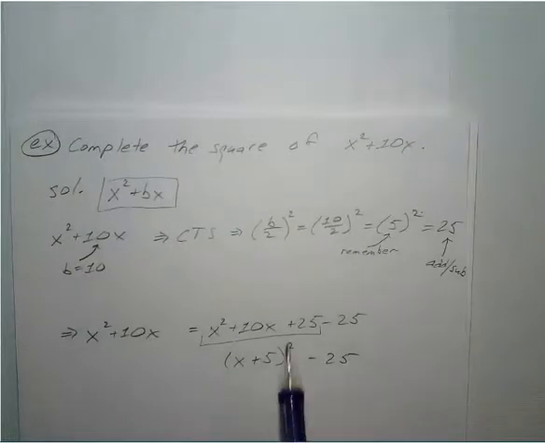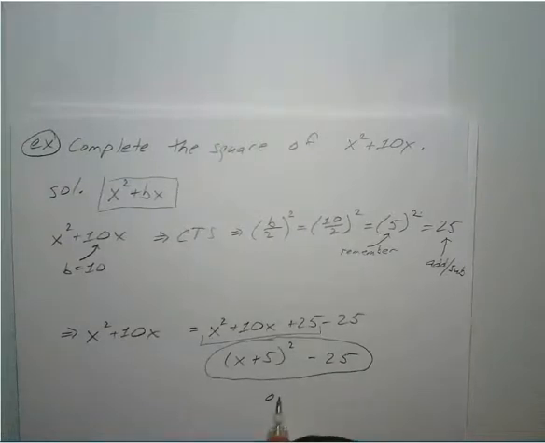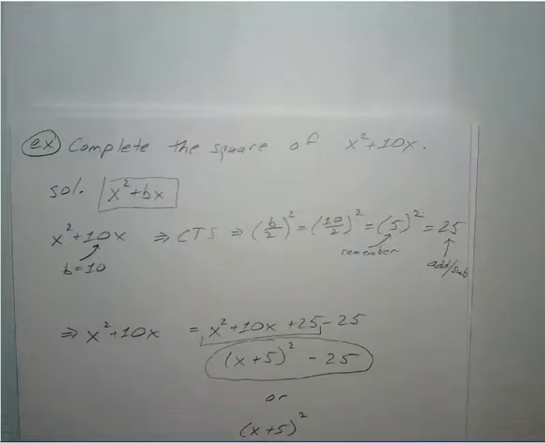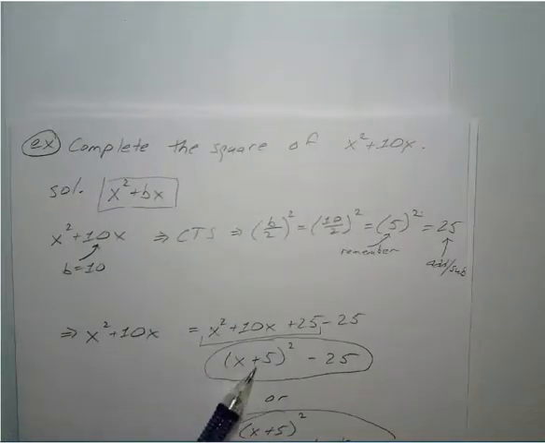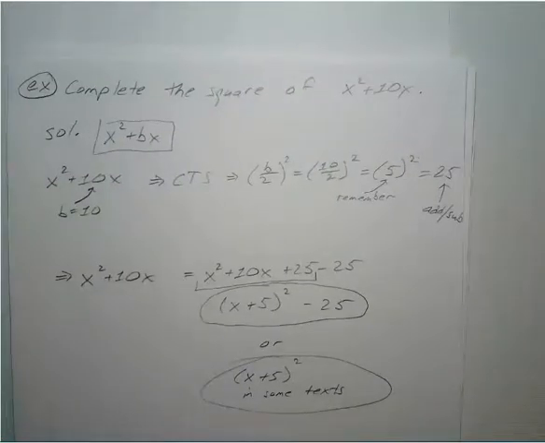So your completed square is (x plus 5) squared minus 25, or it could just be (x plus 5) squared in some texts. There are some texts where they will just want you to put (x plus 5) squared. So either one of those could be correct depending on what form they want the answer in.